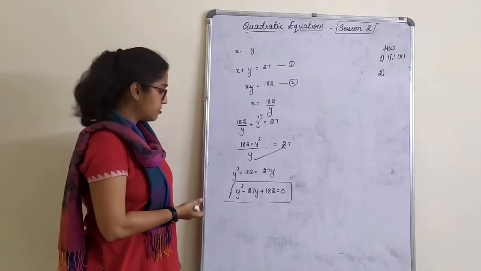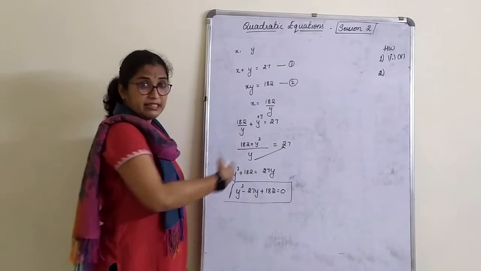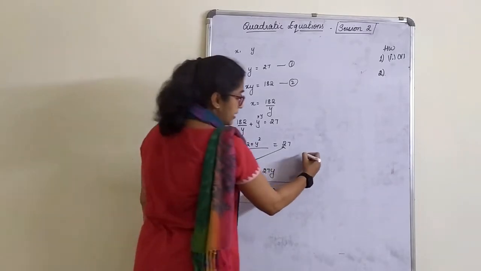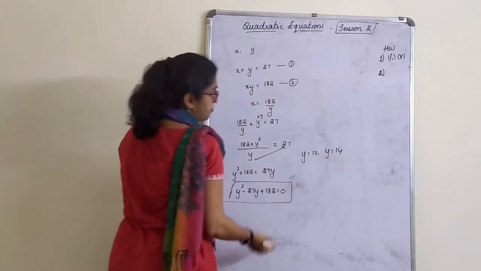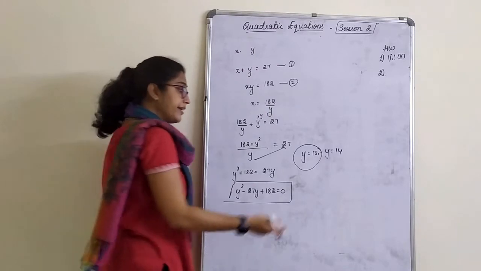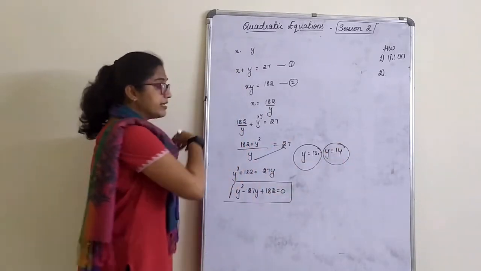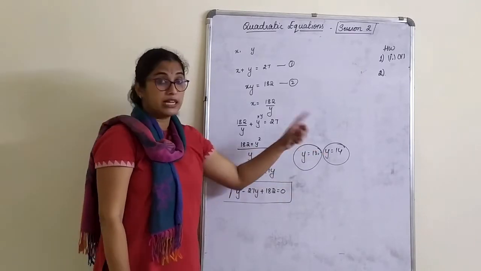Right? Either x or y term, we got the same thing. Now you know what to do. We have done that in the previous sum. You will get y two values: y is equal to 13, y is equal to 14. If y is 13, then x is 14. If y is 14, then x is 13. That's all. But you have to write the two numbers, x and y, so that there will not be confusion.